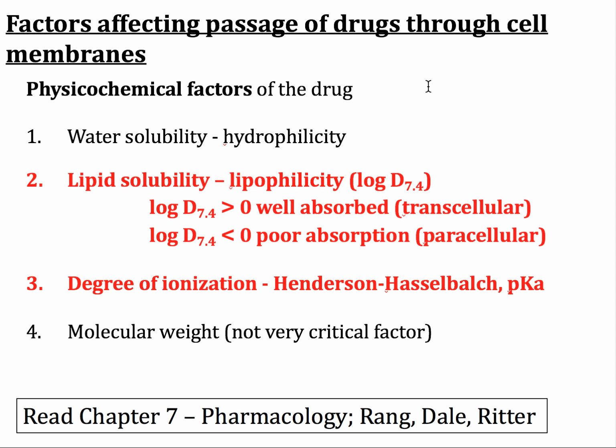Now, the degree of ionization is also very important. If you've done A-level chemistry, you would know about the Henderson-Hasselbalch equation, the pKa and the Ka values. Usually, pharmaceutical companies recommend a pKa of between 6 to 8 for the best absorption. If it's above that, it's going to physically affect the way the drugs are absorbed, so less absorption, and if it's below that pKa as well, the absorption will be much less as well. Molecular weight is not a very critical factor.